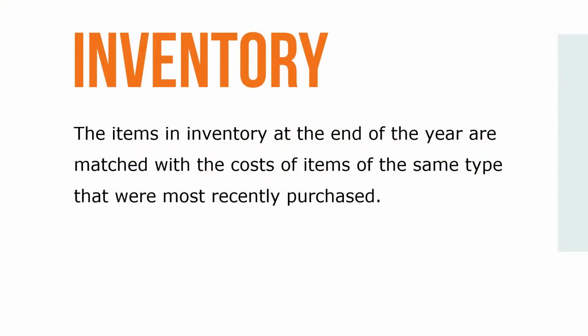The items in inventory at the end of the year are matched with the cost of the items of the same type that were most recently purchased. This method closely approximates the manner in which most businesses reduce their inventory, especially when the merchandise is perishable or subject to frequent style or model changes.